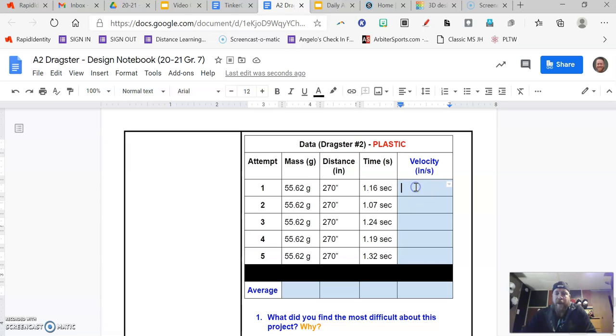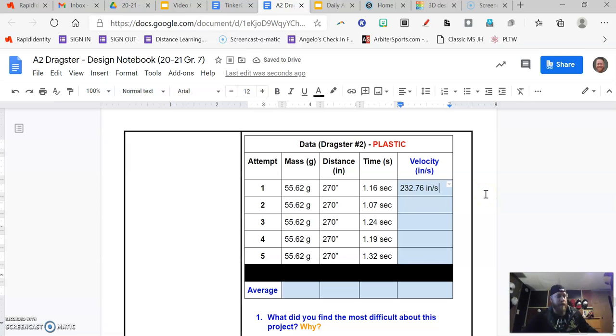So again, calculating velocity, this is distance divided by time, so I'm going to, on my calculator, do 270 divided by 1.16, and when I do that on the calculator, I get 232.76, and again, our velocity, because we're measuring using inches and seconds, is inches per second.